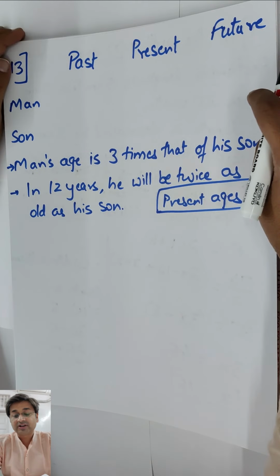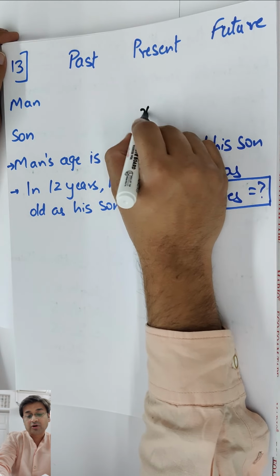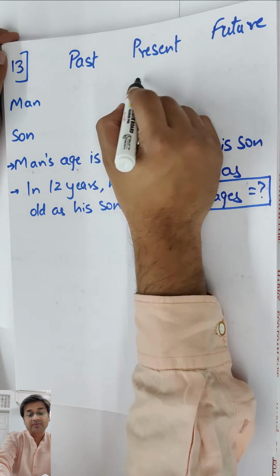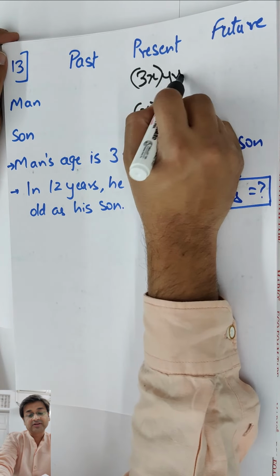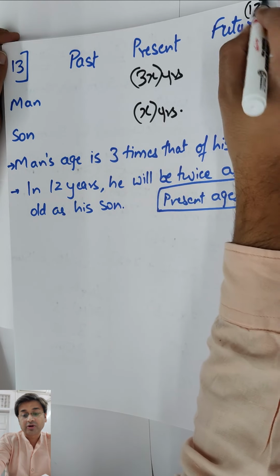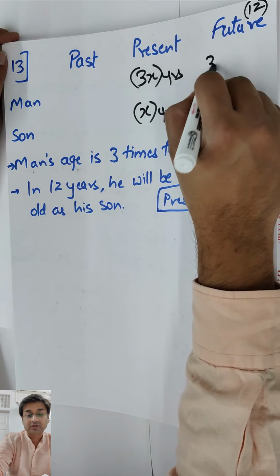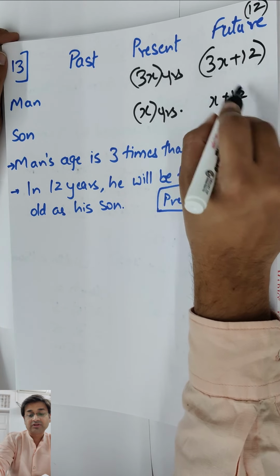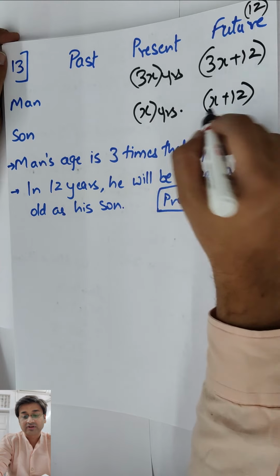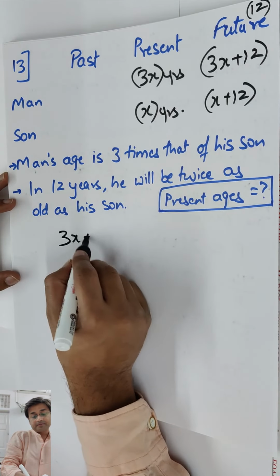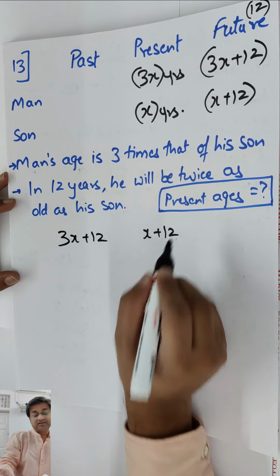Man's age is 3 times that of the son. So obviously son is smaller. So let son's present age be x years. Man is 3 times, so that will be 3x years. Simple. In 12 years time. In 12 years means we are going into the future 12 years from now. So son will be x plus 12 years. And man will be 3x plus 12 years. Now this is the man and this is the son.